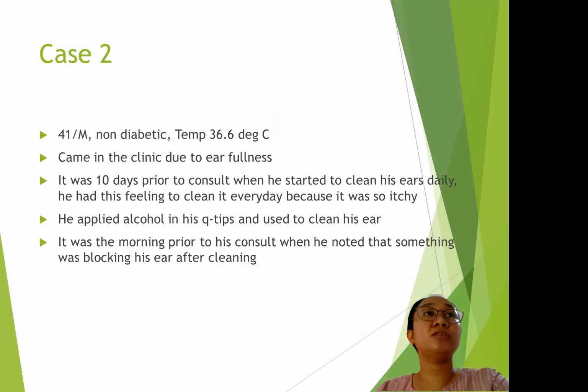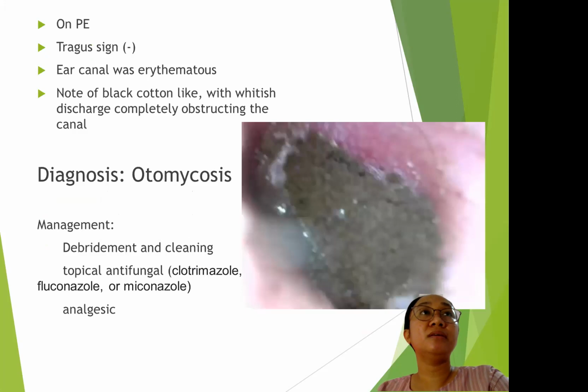For case number 2, I saw a 41-year-old male, non-diabetic, febrile, who came to the clinic due to ear fullness. It was 10 days prior to consult when he started to clean his ears daily. He had this feeling to clean it every day because it was so itchy. He applied alcohol on his Q-tips and used this to clean his ear. It was the morning prior to his consult when he noted that something was blocking his ear after cleaning. Upon PE, there was no tragus sign, but the ear canal was erythematous. Lo and behold, we saw a black cotton-like structure inside with whitish discharge completely obstructing the canal.